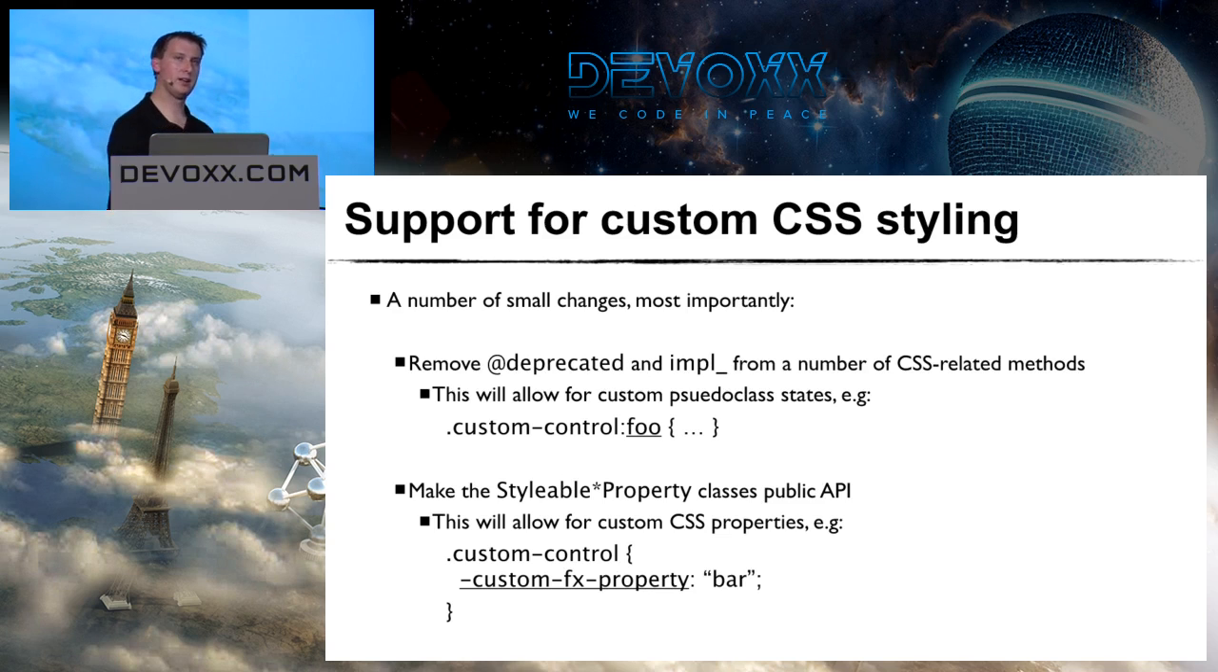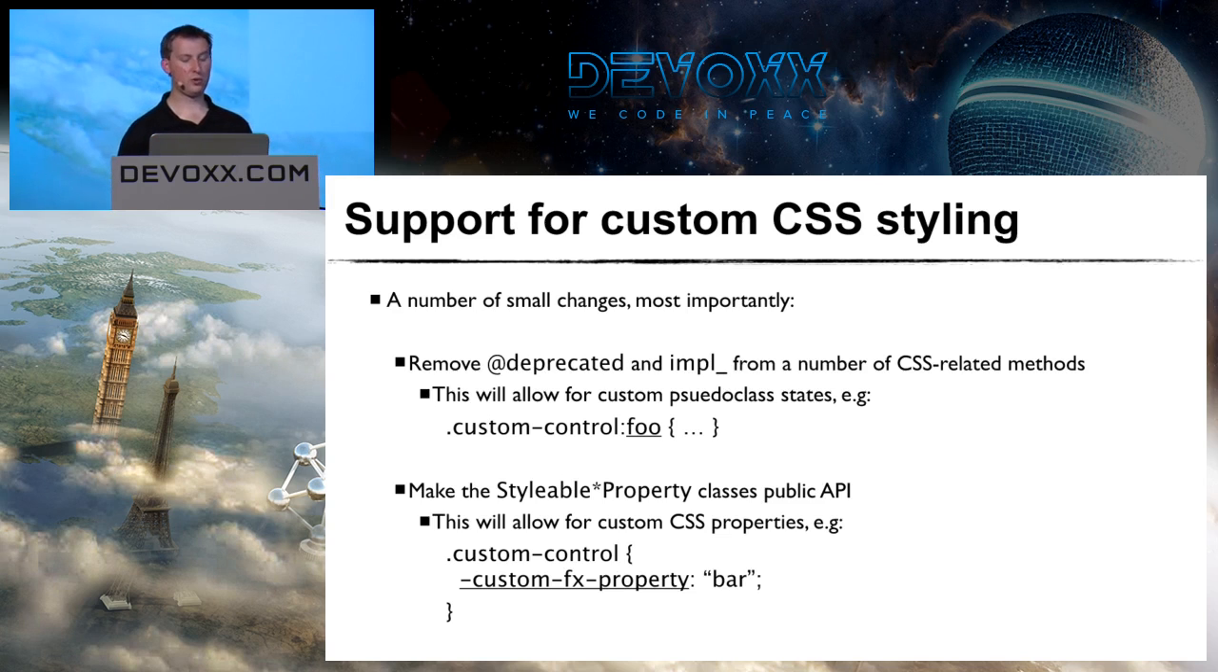The other big thing that you need other than pseudo-class states is support for custom properties. For example, if you've got your own custom control and you want a custom FX property that does something inside your code, you want that ability. To achieve this is actually simple in a way. There's just a bit of difficulty in exposing just the API we want to expose without bringing in a whole bunch of other API that we don't want to expose.